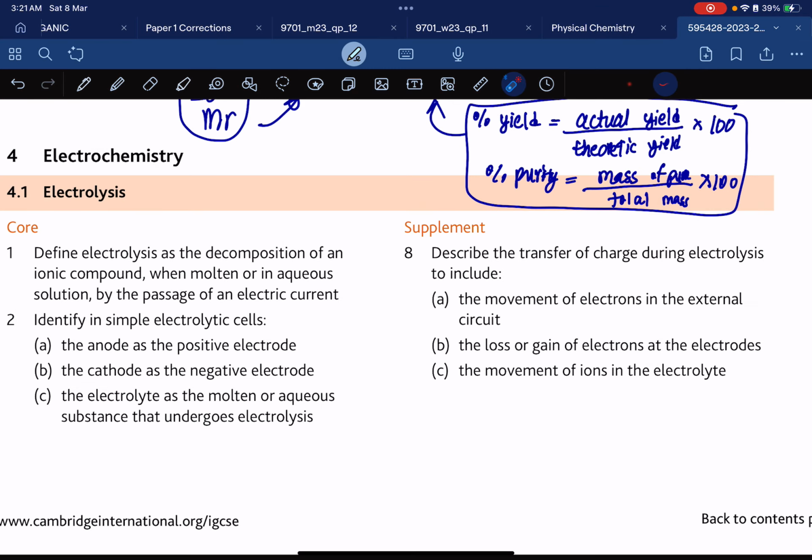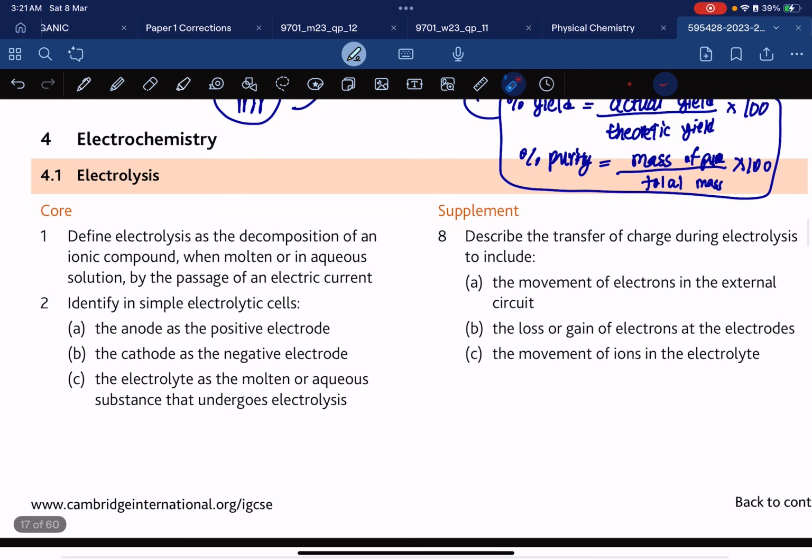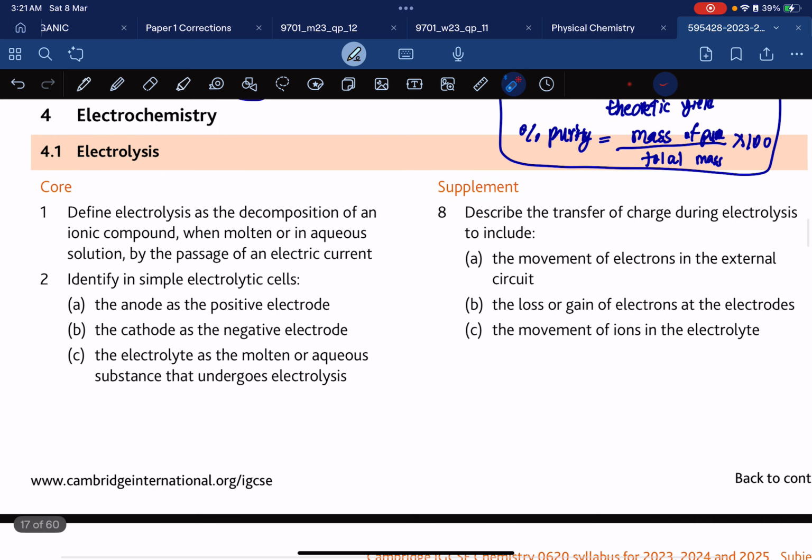Today we are back continuing the series 06CHEM20. This is episode I think 5 or so and chapter 4. Chapter 4 is basically electrolysis or electrochemistry, which is electricity and chemistry. The first part is electrolysis. So let's begin. Now, define electrolysis as the decomposition of an ionic compound, blah blah blah.